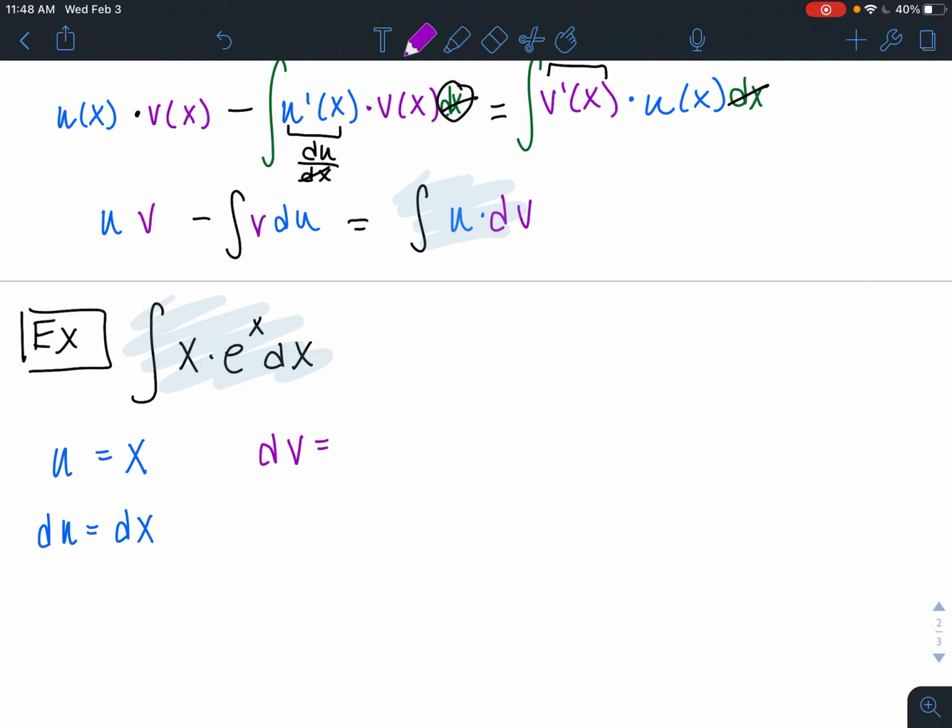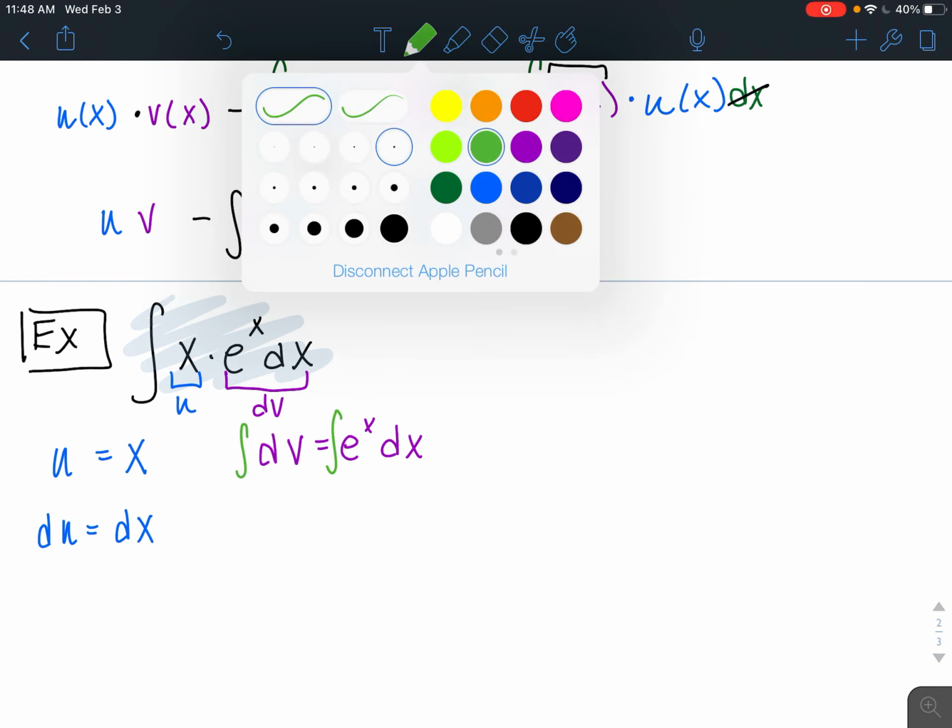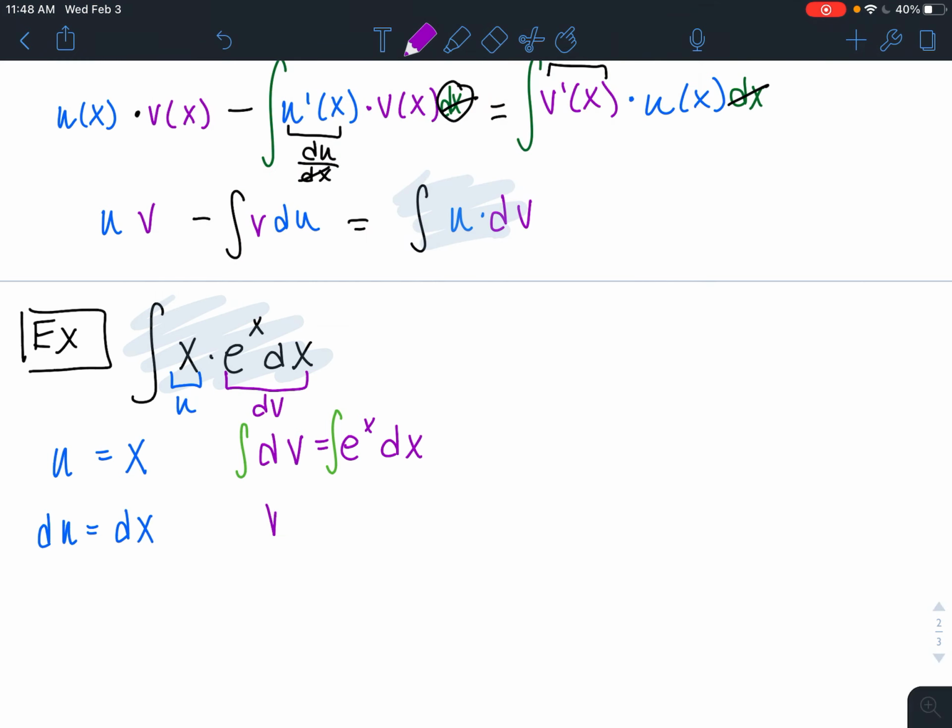So for your dv, you want to pick something that is easier to integrate. And e to the x is a great choice for dv, so this whole thing is going to be our dv. This is going to become our u. So if I integrate both sides now, the integral of dv is just v, and the integral of e to the x is e to the x.